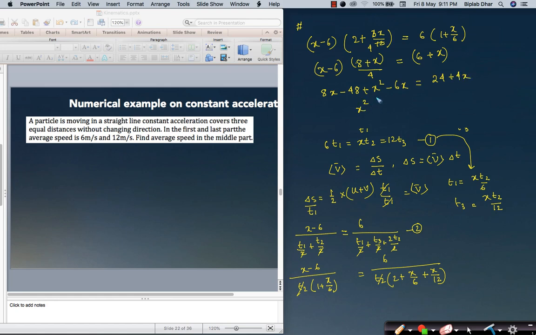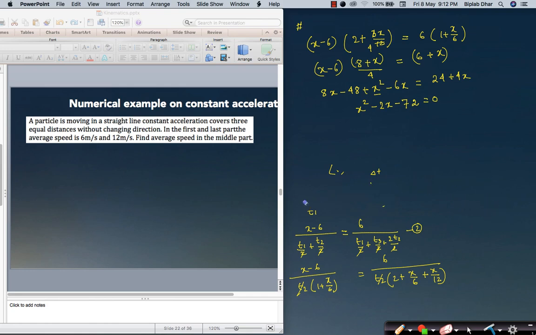So I will have x square for this, 8x minus 6x is plus 2x, and minus 4x is minus 2x, and it will be minus 48 minus 24, that is 72, I think, that is equal to 0. Can I solve for x? This is a quadratic equation. The answer will not be a good one, I think, but I can find the answer definitely if I solve it.